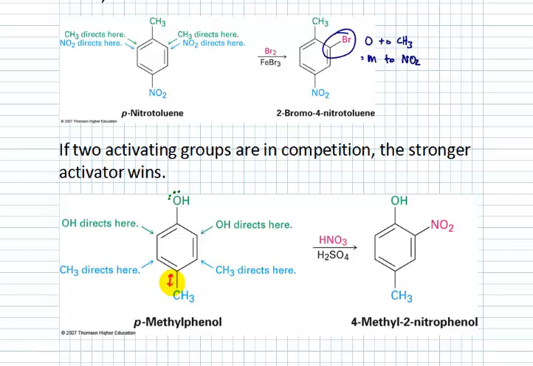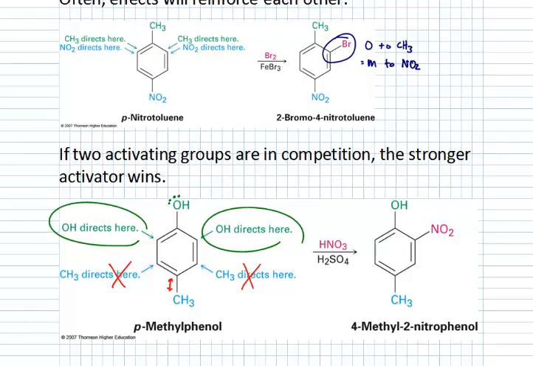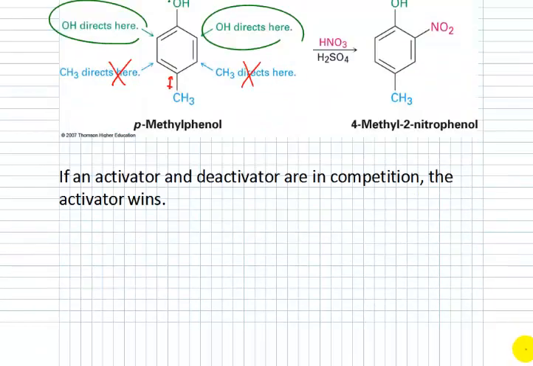Those lone pairs will always win out. So the directing effects of the methyl group are not as important as the directing effects of the hydroxyl group. We will add ortho to the hydroxyl group. The methyl group essentially just serves to block that para position from adding. So we do get one single product where I have an OH on 1, nitro on 2, and methyl on 4. If I have an activator and a deactivator in competition, the activating group will win.